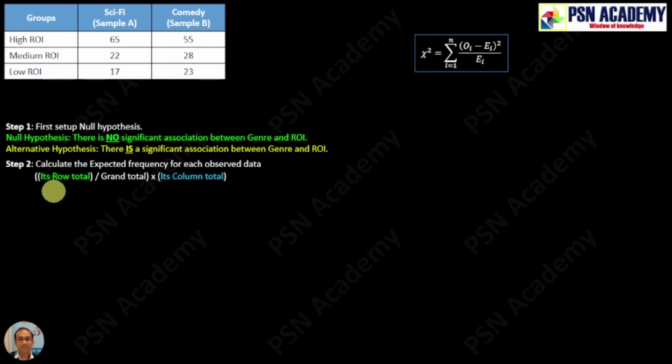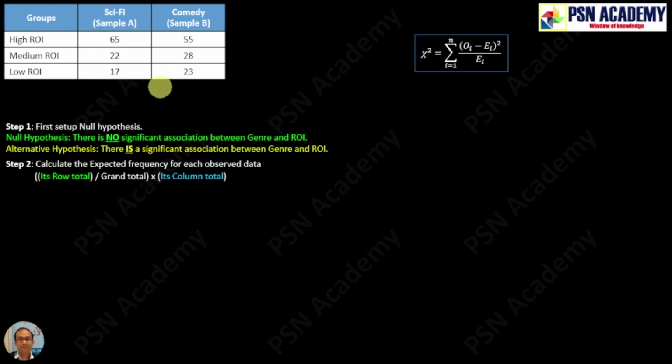The formula is like this. Its row total divided by grand total multiplied by its column total. Now, you have to calculate all the totals over here. I will show you after this. Now, the thing is that its row total means, if you talk about 65, the first data over here, the 65 is standing at row 1. So, we are talking about row 1's total. For example, if you talk about 28 here, it is in the second row, then we are talking about the second row's total, right? So it's row total divided by grand total.